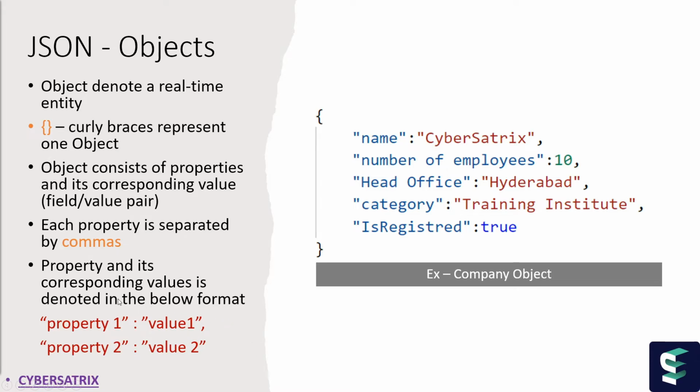As I mentioned already, a property and its corresponding value are denoted as a key value pair. So we have property 1 and the corresponding value 1, property 2 and the corresponding value 2. This is a pretty simple example to understand what JSON objects are, and I hope you have a clear understanding of what an object is.